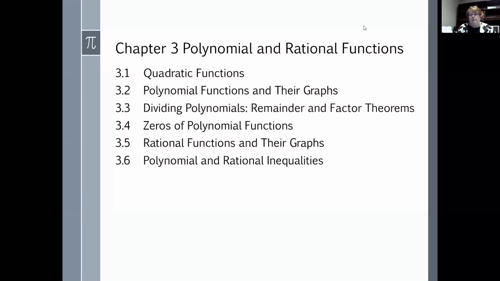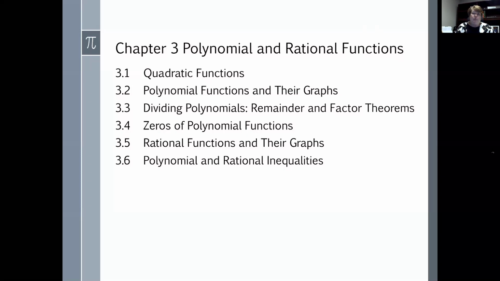In Chapter 3, we are going to continue our discussion of functions. In Section 3.1, we are going to look at quadratic functions. In Section 3.2, we're going to look at general polynomial functions and what their graphs look like. In Section 3.3, we're going to divide polynomials and get the remainder and factor theorems.